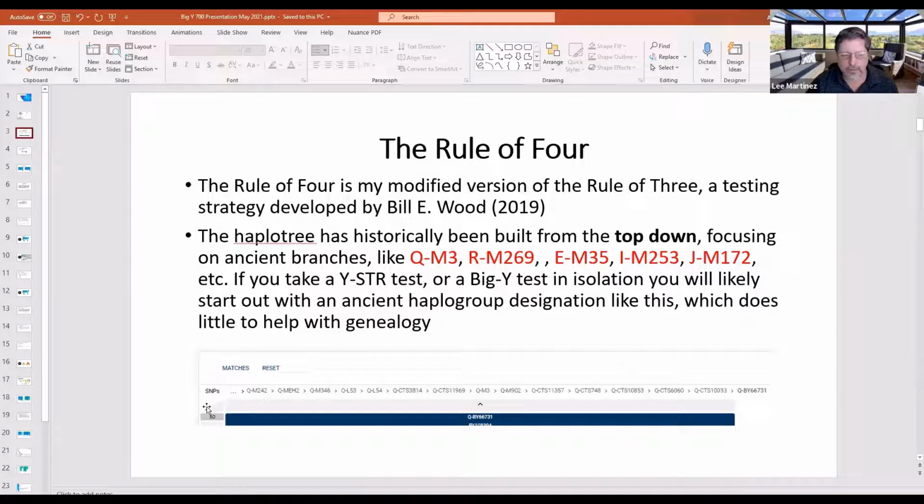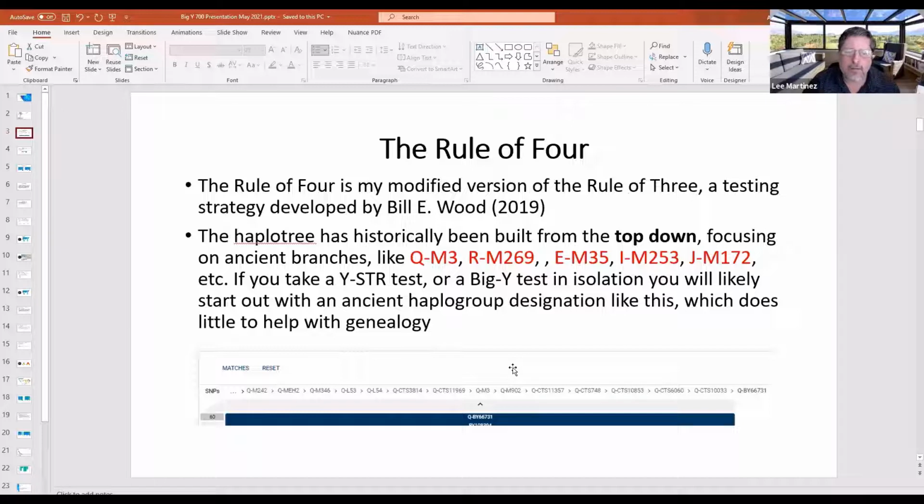And so this is what it looks like at the top of my block tree, right? It just keeps going. There's these breadcrumbs, and you can just go back, and if you click this ellipsis symbol, it'll keep going all the way back to Y-DNA Adam. So when Bill talks about top down, this is what he's talking about. You're coming from QM3 downwards.